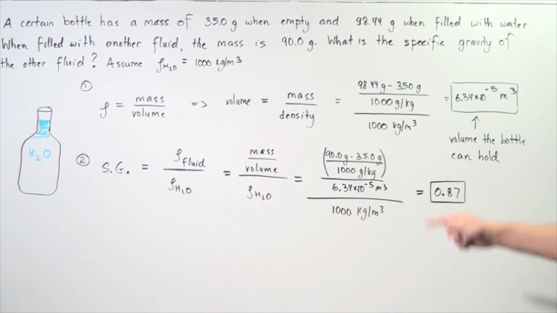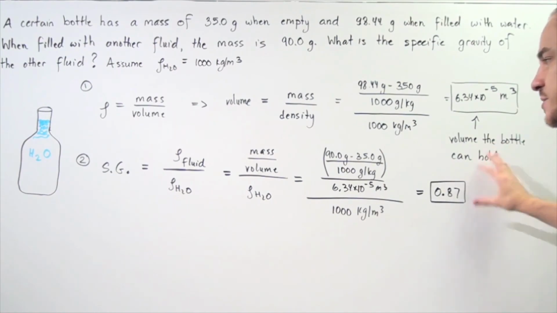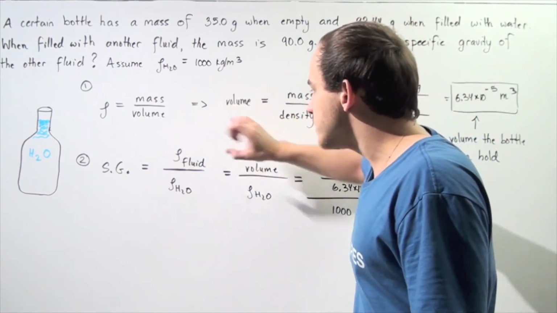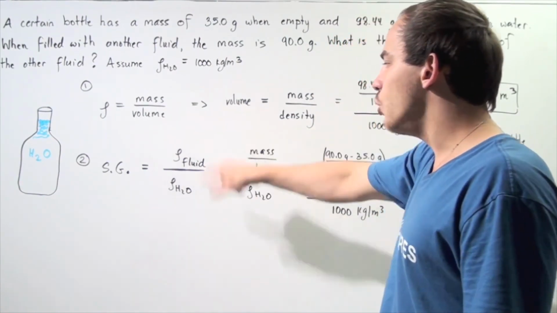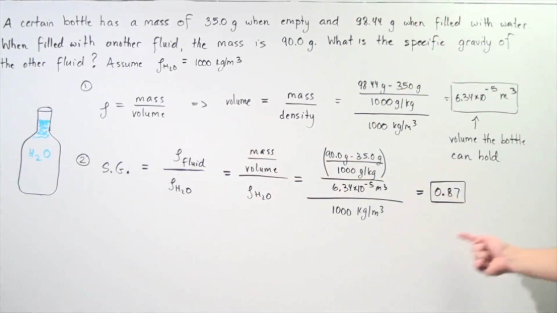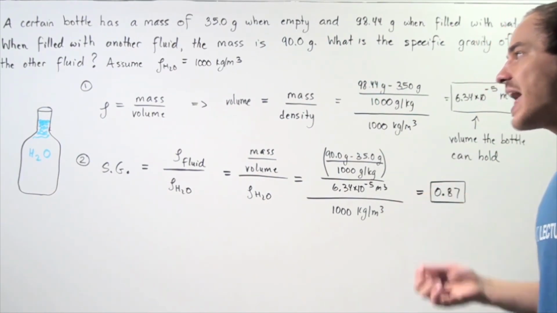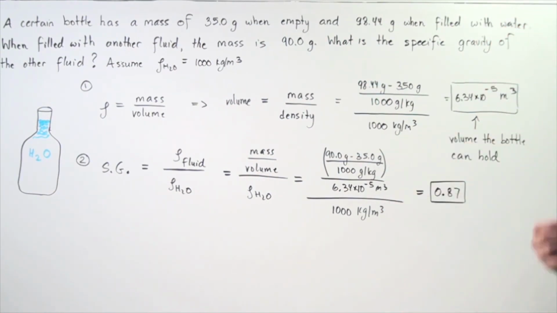0.87. So notice that this quantity is unitless because this is a ratio. We have the same units divided by the same units, so the units cancel. So this basically means that our water is more dense than the second fluid that we're using.